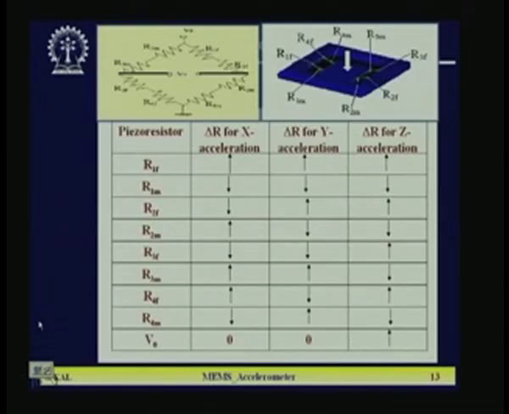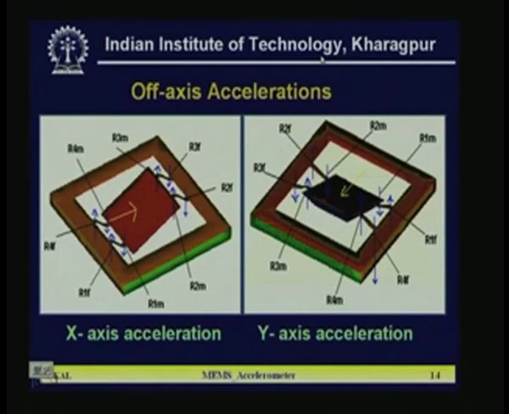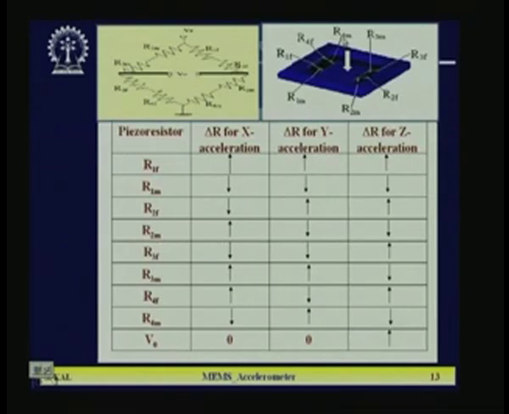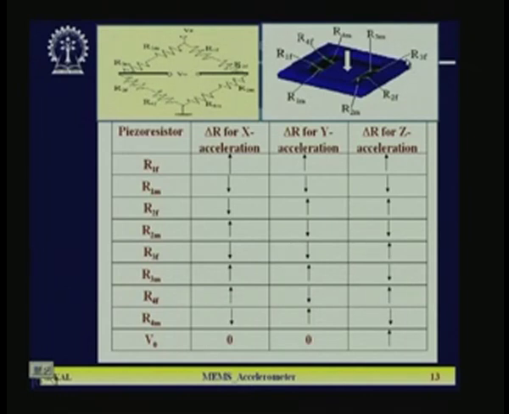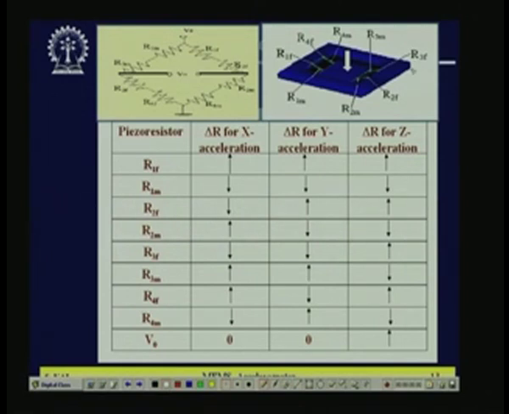Now, if I see this diagram, how can you get the off axis acceleration? Again I have shown the sensing element where the 4 flexures are there, and I have named the 8 resistances R1F, R1M, R2F, R2M, R3F, R3M, R4F, R4M. So now here you can see.